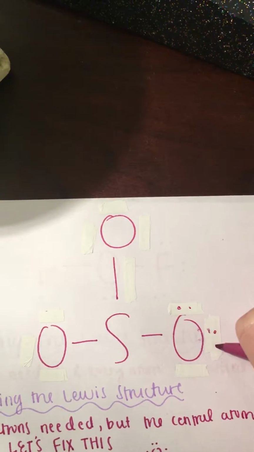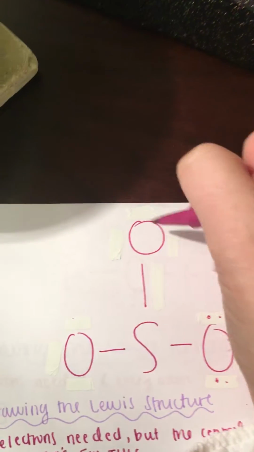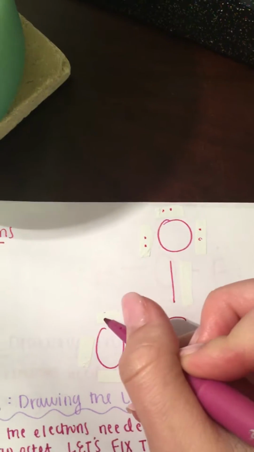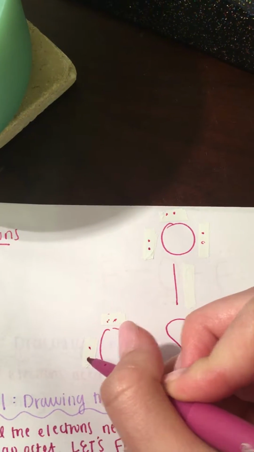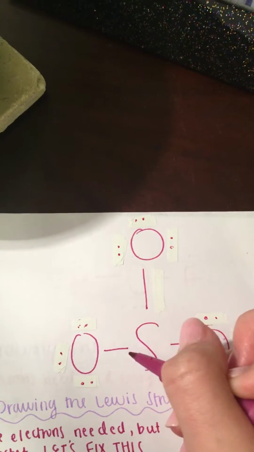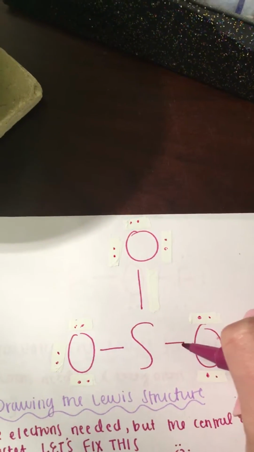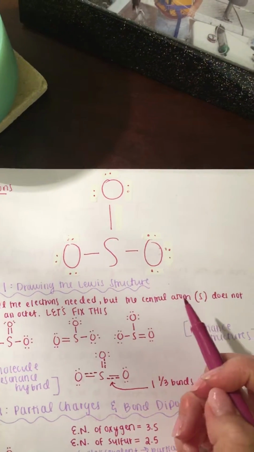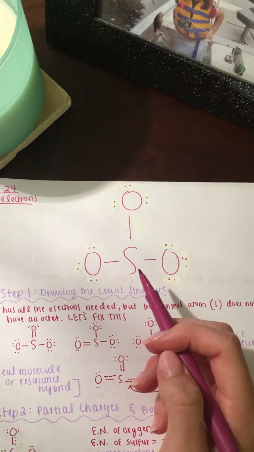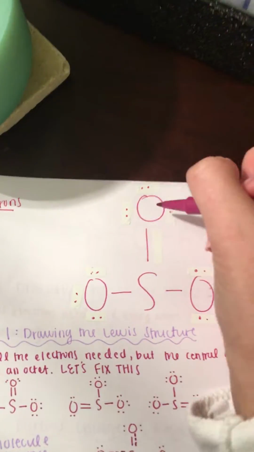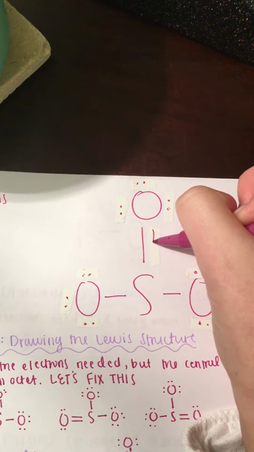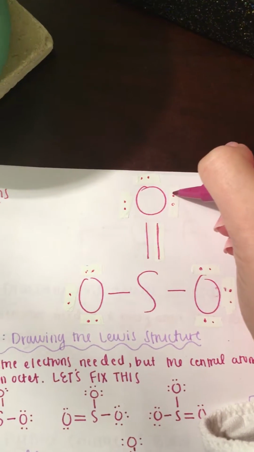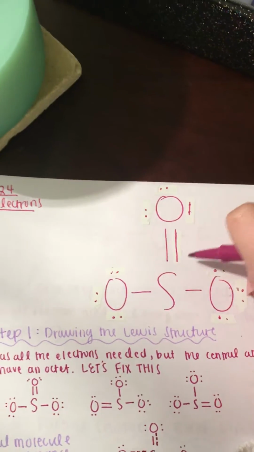So that's 1, 2, 3, 4, 5, 6, 7, 8, 9, 10, 11, 12, 13, 14, 15, 16, 17, 18, 19, 20, 21, 22, 23, 24. Okay, so this molecule has all the electrons needed, but the central atom S does not have an octet, so we must fix this. To do that, all you have to do is draw a bond that consists of 2 electrons, and you're just going to scratch off these 2 electrons, making a double bond.